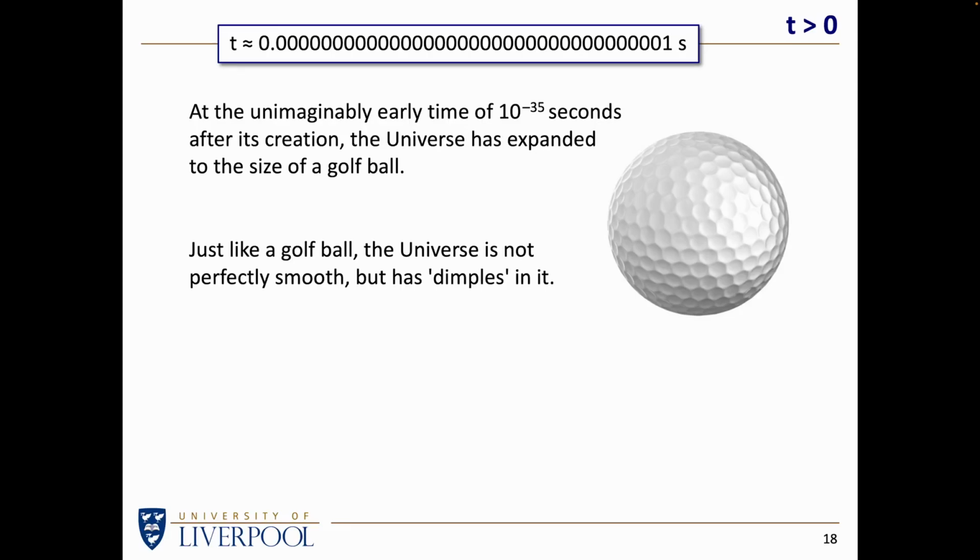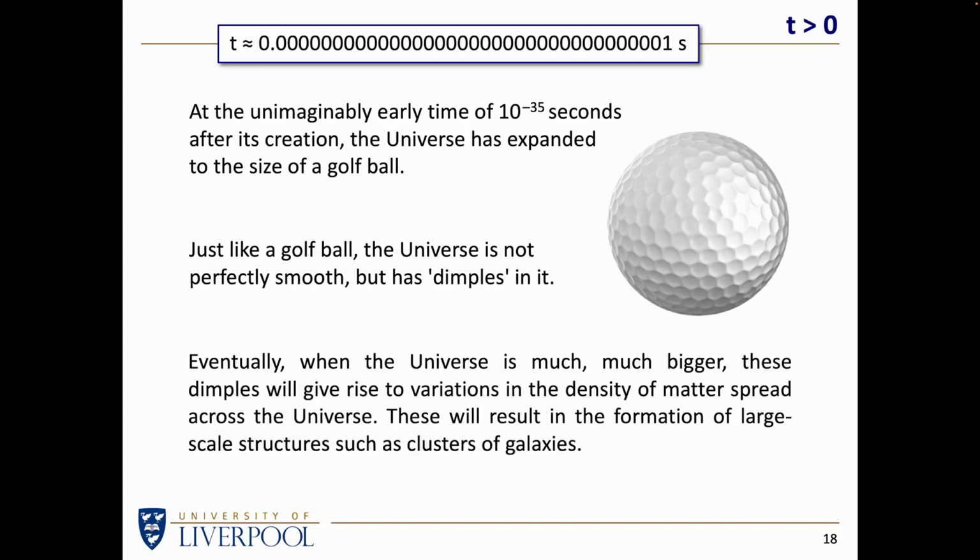So these dimples, these variations in density that exist in this very early cosmic golf ball, when the universe is much, much bigger, these variations in density, these dimples, will ultimately give rise to the formation of large-scale structures in the universe, clusters of galaxies and individual galaxies.